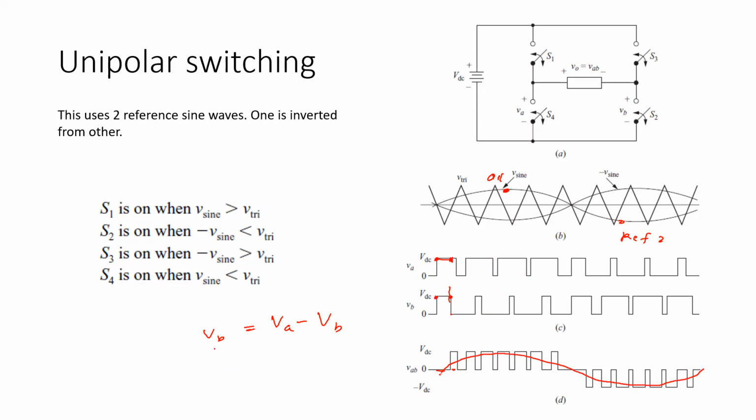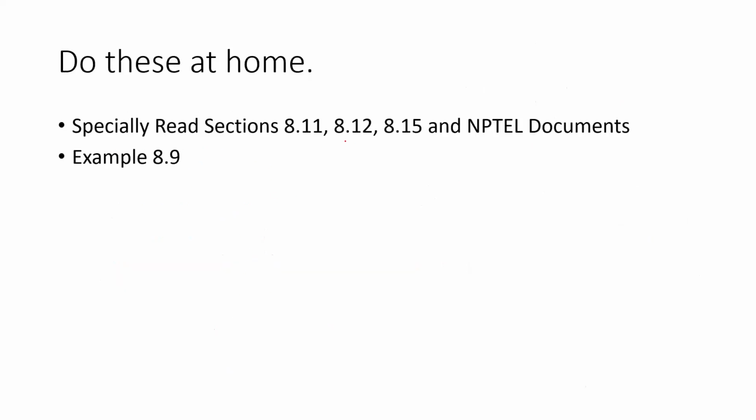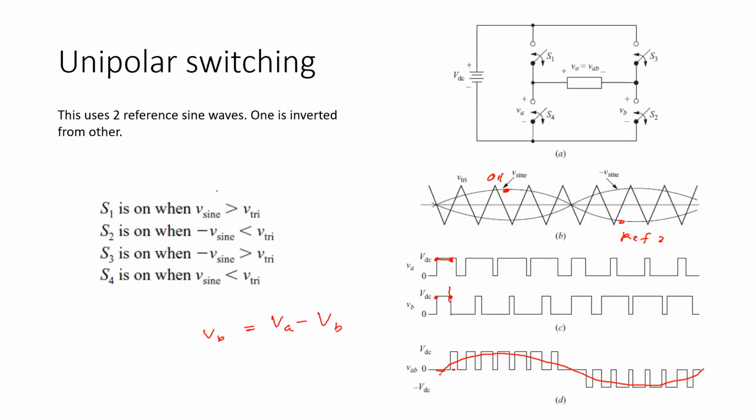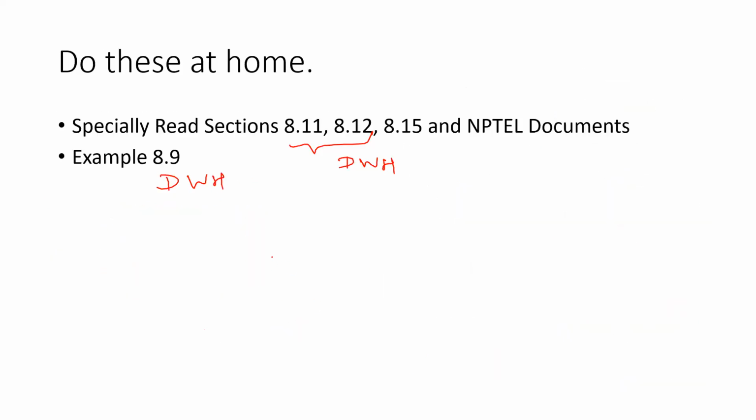Our time has almost passed now. Please especially read these sections in Daniel W. Hart and NPTEL documents, and do example 8.9 in Daniel W. Hart. You will understand unipolar switching and bipolar switching. The explanations in Daniel W. Hart are very easy, so go through it, you will understand. Since you are very comfortable with reading, I hope everybody will be able to understand this.